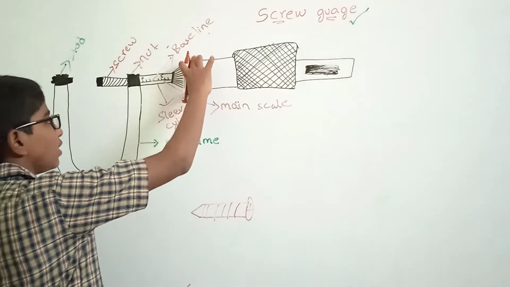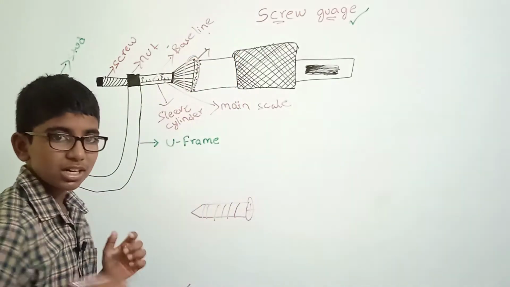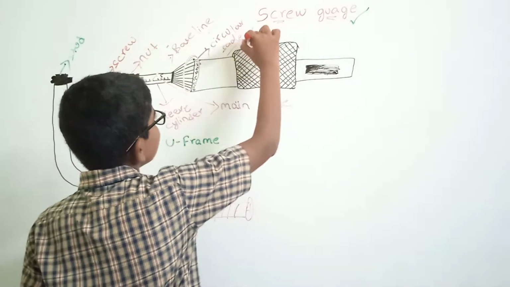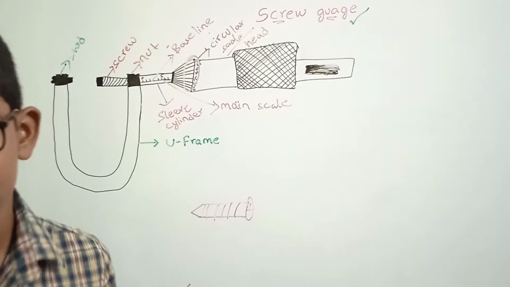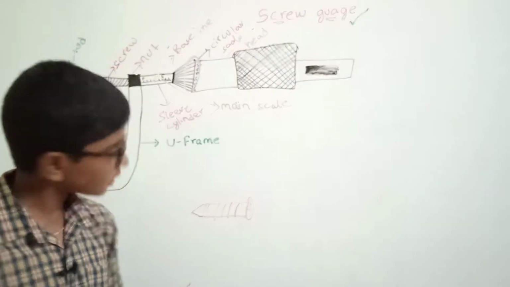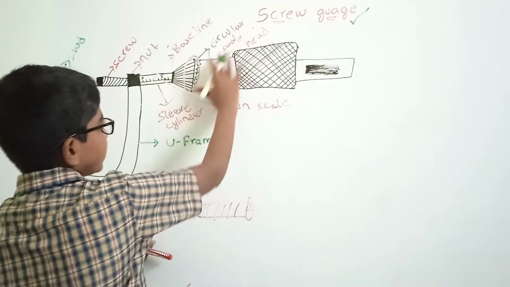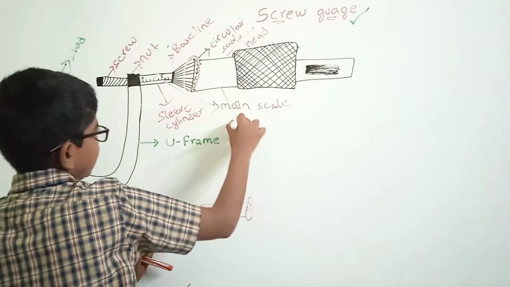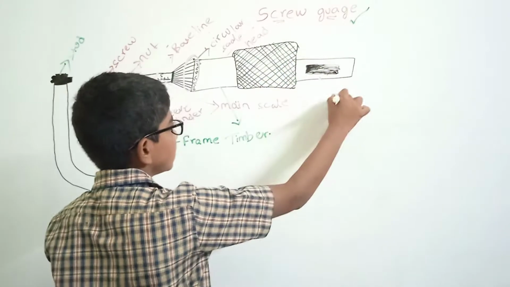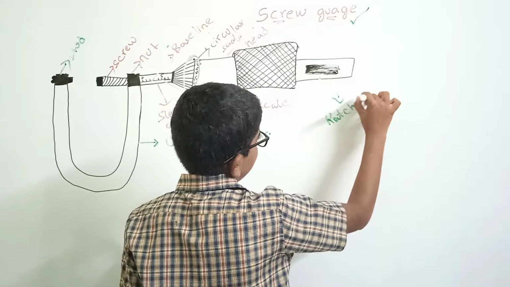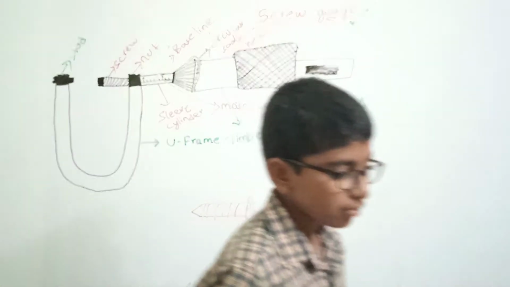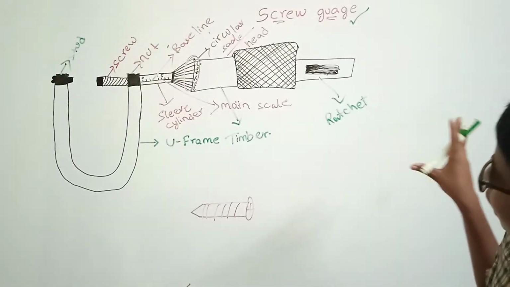Next we move to this one. This is a circular scale, or head scale. Circular scale or head scale. Okay, we discussed some of the terms. Next, this circular tube-like part is known as the thimble. Next, this one is known as the ratchet. Okay, all the parts are covered. This is the screw gauge.